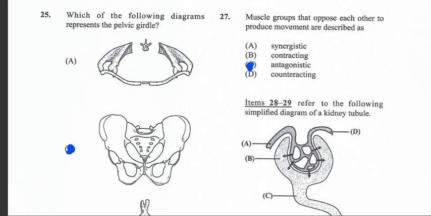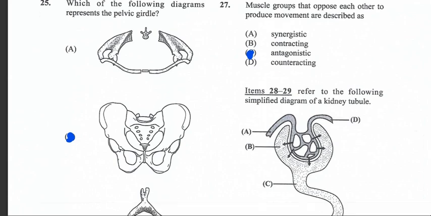Alright, number 27. Muscle groups that oppose each other to produce movement are described as antagonistic. So the answer here for number 27 would be C.